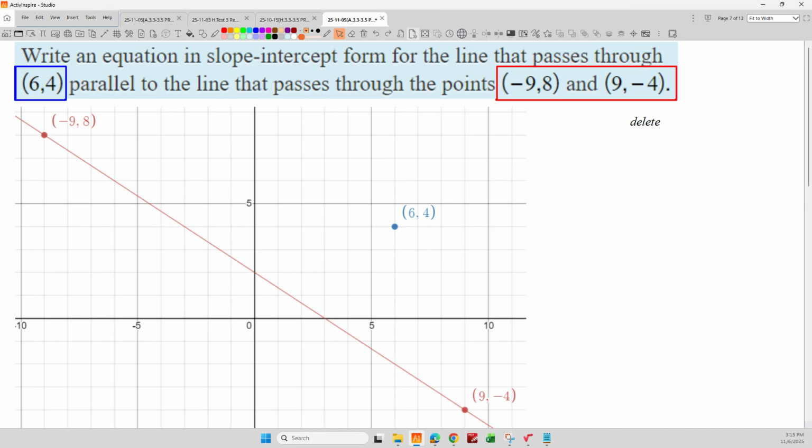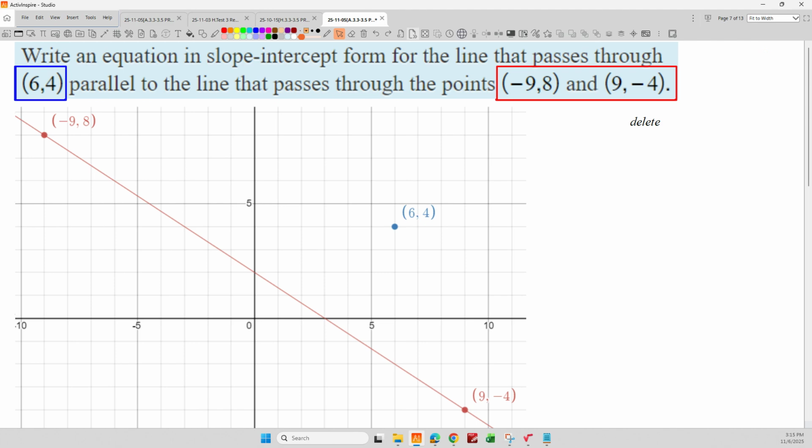So what about this one? These are going to be a little trickier. You have to think about the relationships we've talked about over the last few days. We're supposed to write an equation in slope-intercept form for the line that passes through the blue point with coordinates 6, 4, and our line is going to be parallel to this other line, this red line that passes through these 2 points.